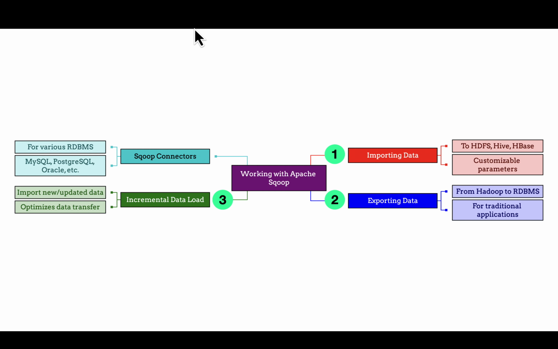3. Incremental data load. Sqoop supports incremental loads, which is the ability to import only new or updated data since the last import, optimizing the data transfer and ensuring data currency. 4. Sqoop connectors. Sqoop offers connectors for various RDBMS and data warehouses, enabling connections to different databases like MySQL, PostgreSQL, Oracle, SQL Server, and more.